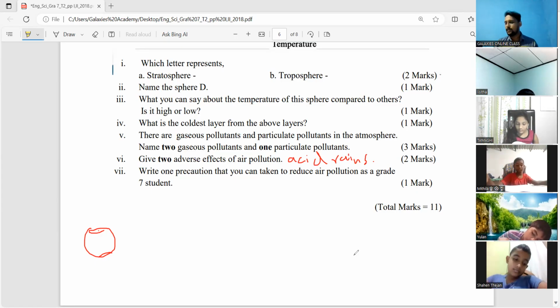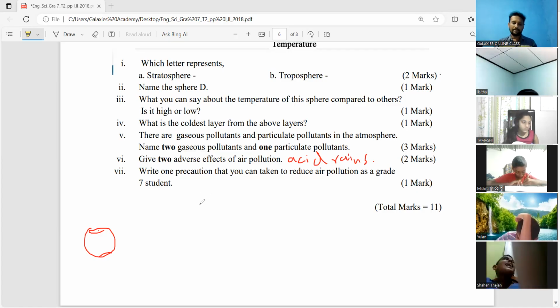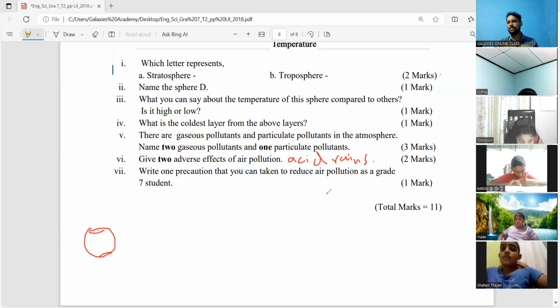Okay, then the last part of this question, write one precaution that you can take to reduce air pollution as a grade 7 student. Right. මට කියන්න බලන්න ඔයගොල්ලන්ට කරන්න පුළුවන් දෙයක් මේ air pollution ටික අඩු කරගන්න. Recycle the waste. Yes, recycle the waste. ඔය අපද්‍රව්‍ය ටික recycle කිරීම.